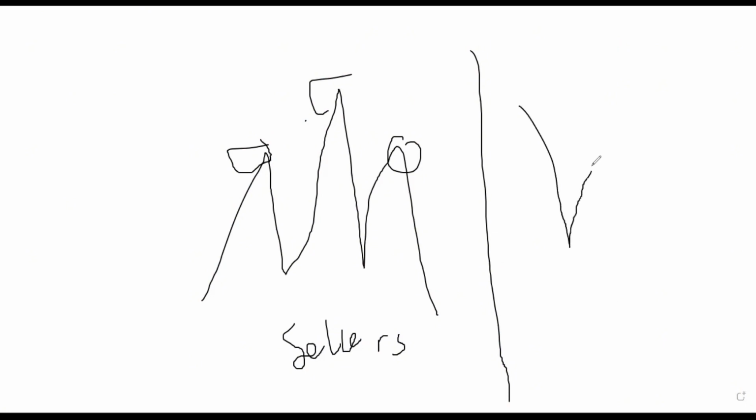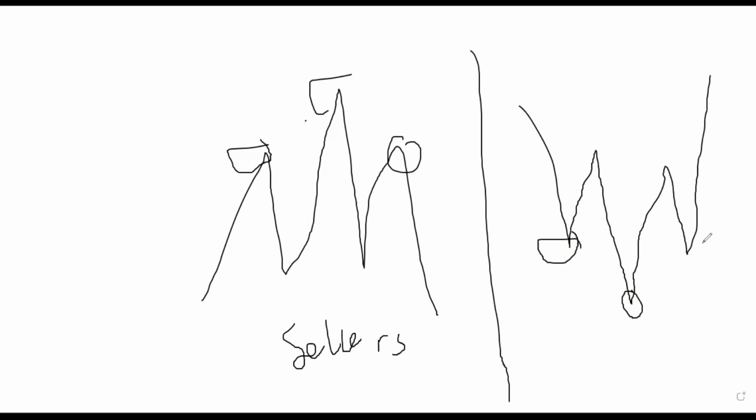And there is the next one, which is called the inverted head and shoulder. So this is the left shoulder, this is the head, and this is the right shoulder. And this indicates that buyers are in power.